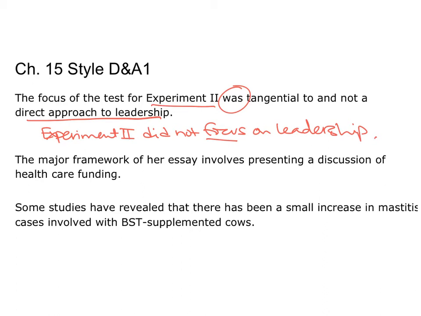So let's look at the second sentence. The major framework of her essay involves presenting a discussion of healthcare funding. So key ideas, we have major framework, we have healthcare funding. So when I think about who's the doer of the action, which would be her, whoever that is, or potentially her essay. Involves presenting a discussion. This is all verb stuff, although the only real verb is involves. Presenting a discussion is things that look like verbs but are not verbs in this case. But the key word here is discuss. So why not then make that the verb?